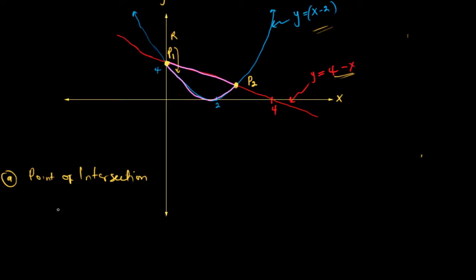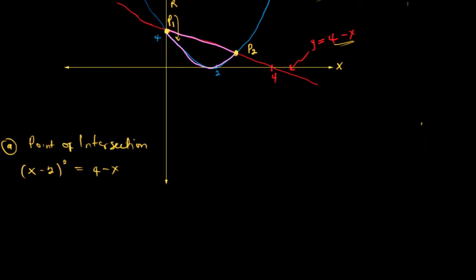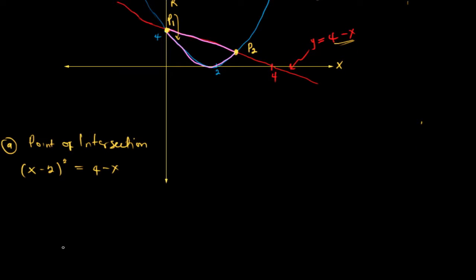So I'm just going to set them equal to each other. So you have (x - 2) all squared equals 4 - x. So what I do next is I'm going to solve for x. Now when you expand (x - 2) all squared, you have x squared - 4x plus 4 equals 4 - x.